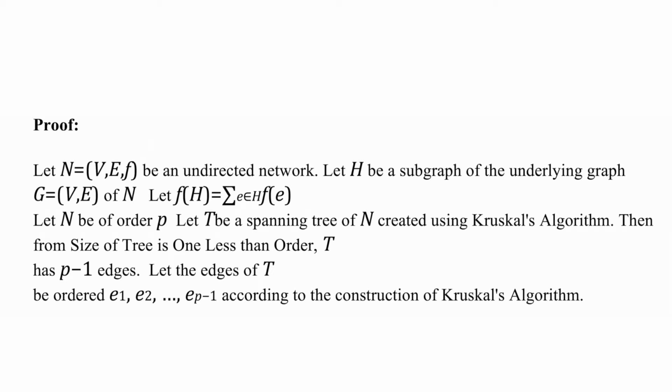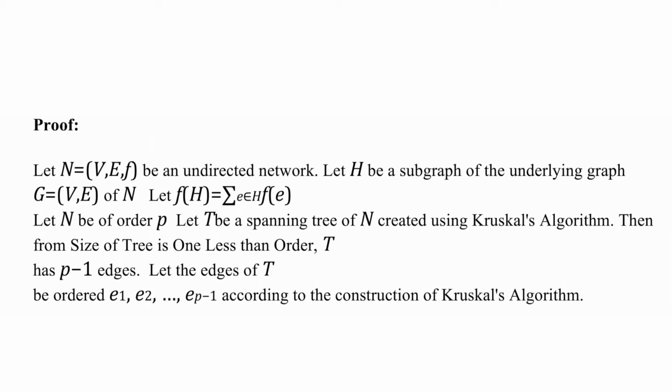Let N be equal to the set of vertices, edges and the function f connecting the set of vertices and edges, an undirected network. Let H be a subgraph of the underlying graph G equal to (V, E) of N, and let the function of H be equal to the summation of all e belonging to H of f(e). Let the graph N be of order p. Let T be a spanning tree of N created using Kruskal's algorithm.